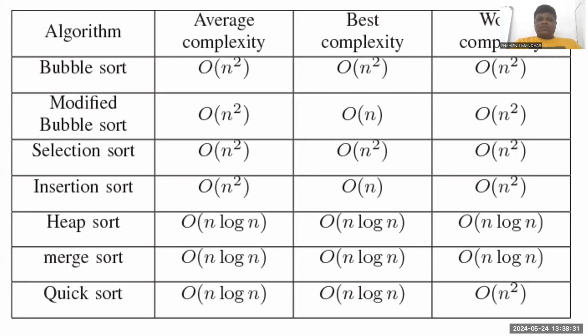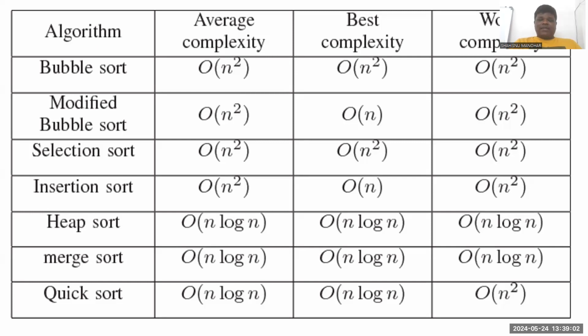There are many algorithms mentioned like bubble sort, modified bubble sort, selection sort, insertion sort, heap sort, merge sort, and quick sort. So as you can see, bubble sort and selection sort basically have the quadratic time complexity of n square, and so does insertion sort. So these sorting techniques don't use divide and conquer as their main strategy technique, whereas heap sort, merge sort, and quick sort to some extent use divide and conquer as one of their design techniques.